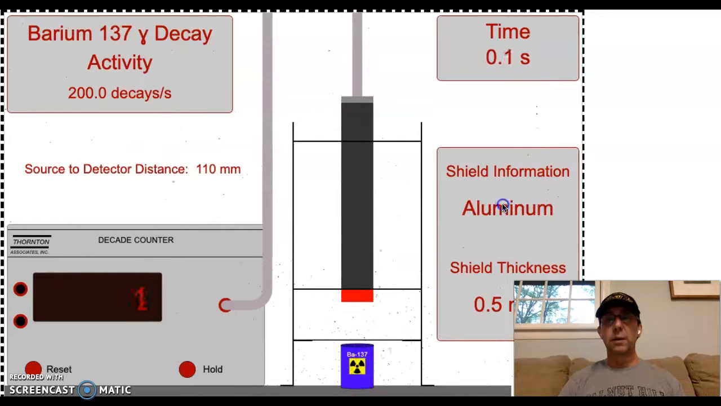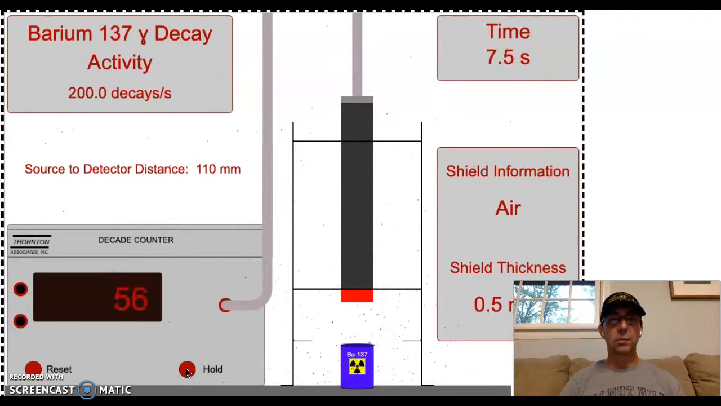Now, one of the things we want for this case is when there's no shield, so we're just going to do that when we have air. So what would happen if there's no shielding? That's actually the first one we're going to do. Probably should have told you that first, don't you think?